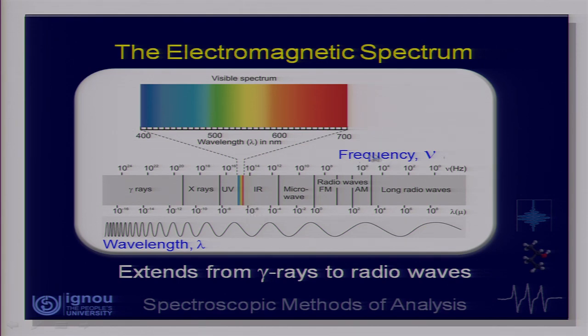And the second thing we can see from here is that frequency and wavelength are inversely related. We see that the frequency is increasing this way, and the wavelength is increasing the other way. That also is depicted here. Okay, we will talk more about it when we talk about the spectroscopies of different kinds.